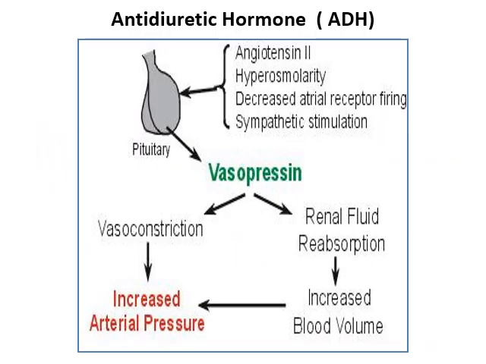What is the role of the antidiuretic hormone in the regulation of the arterial blood pressure? The antidiuretic hormone, or another name for it, the vasopressin, is a hormone secreted from the posterior pituitary. The trigger will be hyperosmolarity, angiotensin 2, sympathetic stimulation, decrease in the atrial receptor firing. This will stimulate the posterior pituitary to release the vasopressin, which is the antidiuretic hormone.